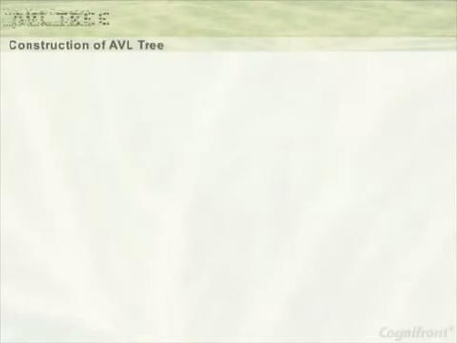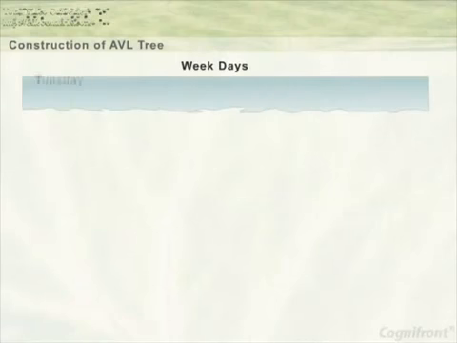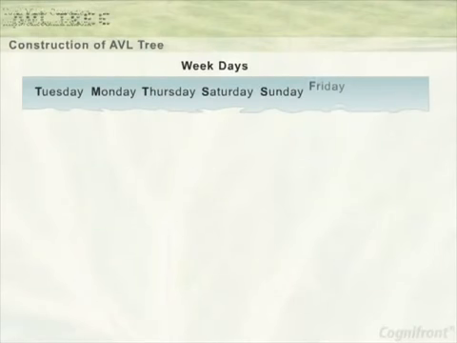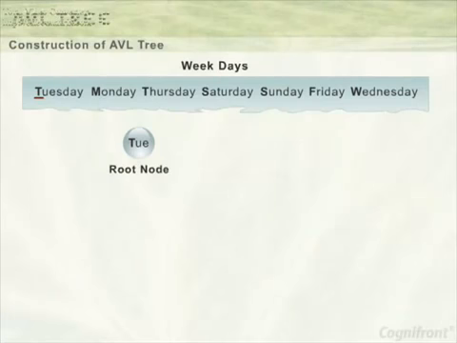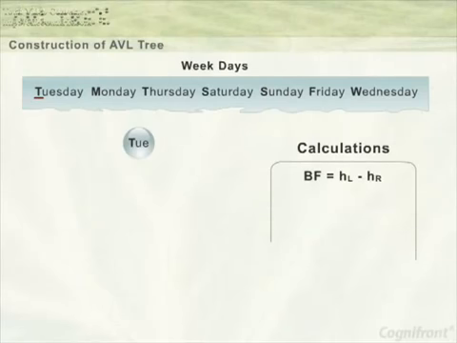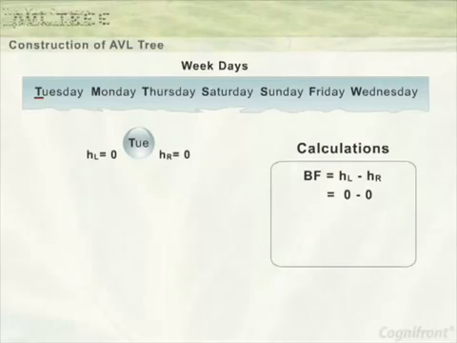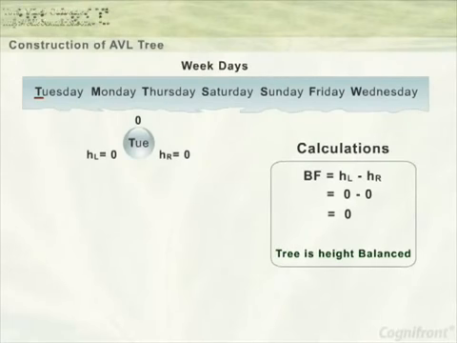Let's consider an example to understand the process of constructing the height balanced tree in a better way. Here, we have to insert the weekdays in the given sequence. The first element is Tuesday, which becomes the root node. Now calculate the balance factor of this node, as the height of the left subtree of the root node is 0 and the height of the right subtree is also 0. So, its balance factor is 0. Therefore, the tree is balanced.